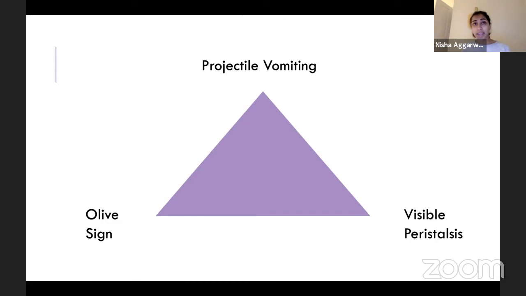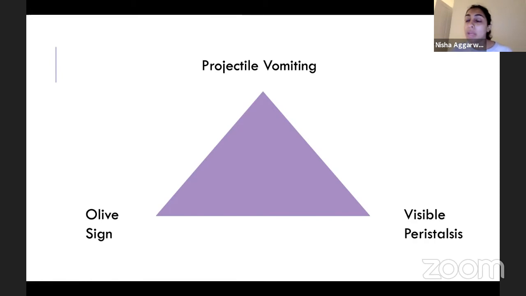So the olive sign is literally the pylorus you can see in babies. I've never seen it actually. In the two pyloric stenosis cases I saw, they didn't have the olive sign, and visible peristalsis, they didn't have that either. So in the statistic that said 80% have one of the classic triad, I definitely think that is the projectile vomiting out of all of them. But this is why in the examination I said it's definitely worth just looking at the tummy.